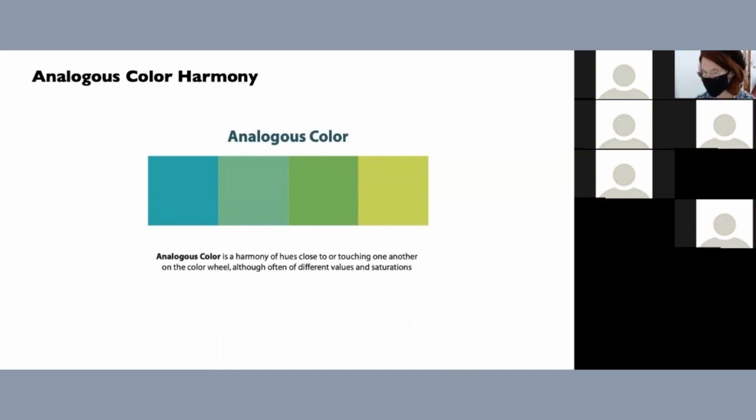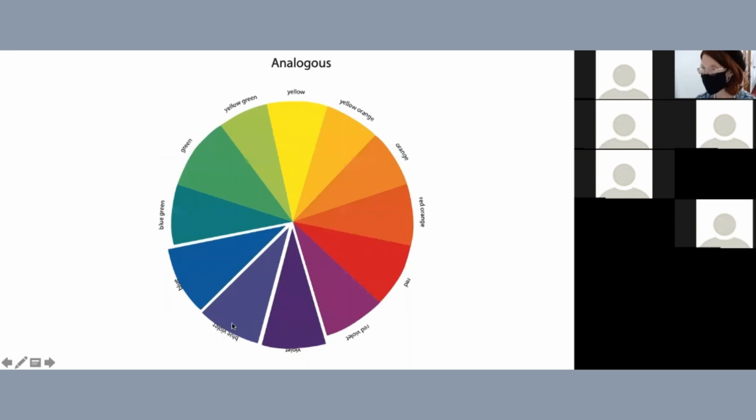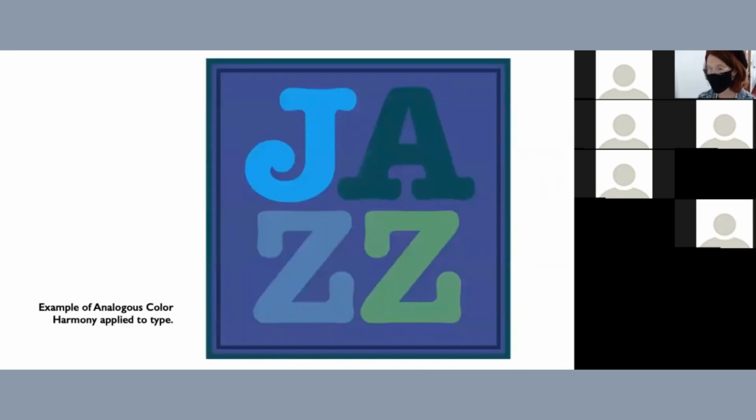So let's take a look at what analogous colors look like on the color wheel, right? So for example, see how blue, blue-violet, and violet are all right next to each other on the color wheel. They're analogous or related. So that's one really good way of building a color harmony. Here's an example of an analogous color harmony applied to type and layout, which you're seeing here with jazz. So that evokes a certain kind of mood or aesthetic.